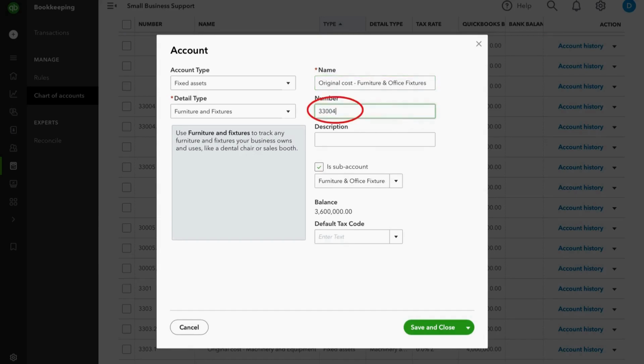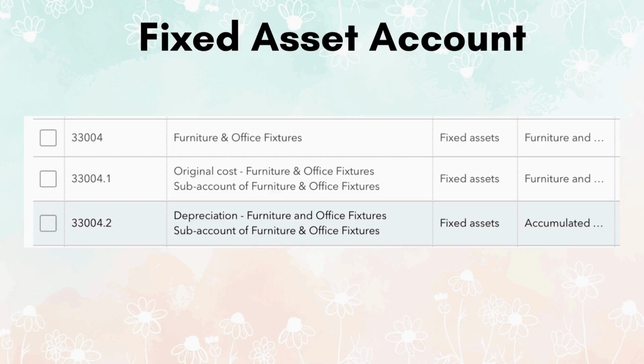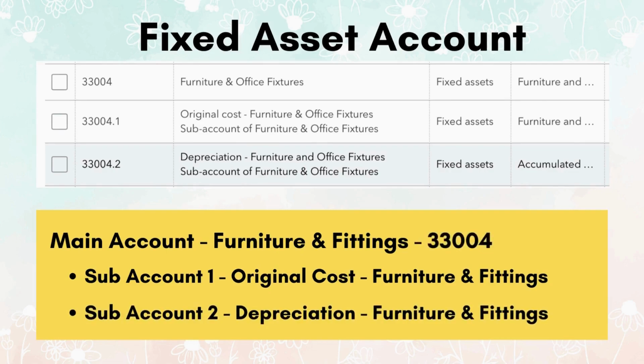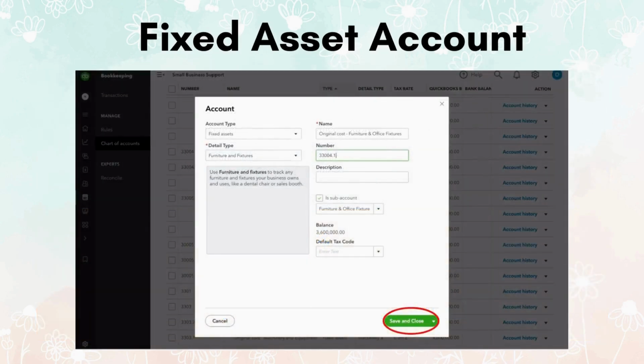If you are using account numbers, you should enter a suitable account number that falls within the predefined range for each asset category. For accounts that are sub-accounts, like the accounts for original cost and depreciation, the account numbers should be used to depict the fact that it is a sub-account. In this case, I have attached a dot and a number after the dot to differentiate my sub-accounts from my main accounts. Save your changes to the sub-accounts.